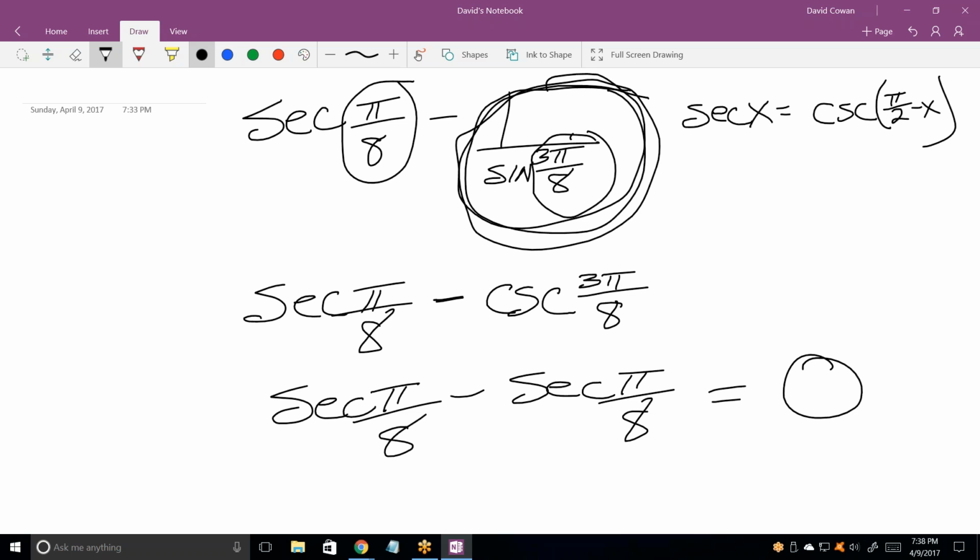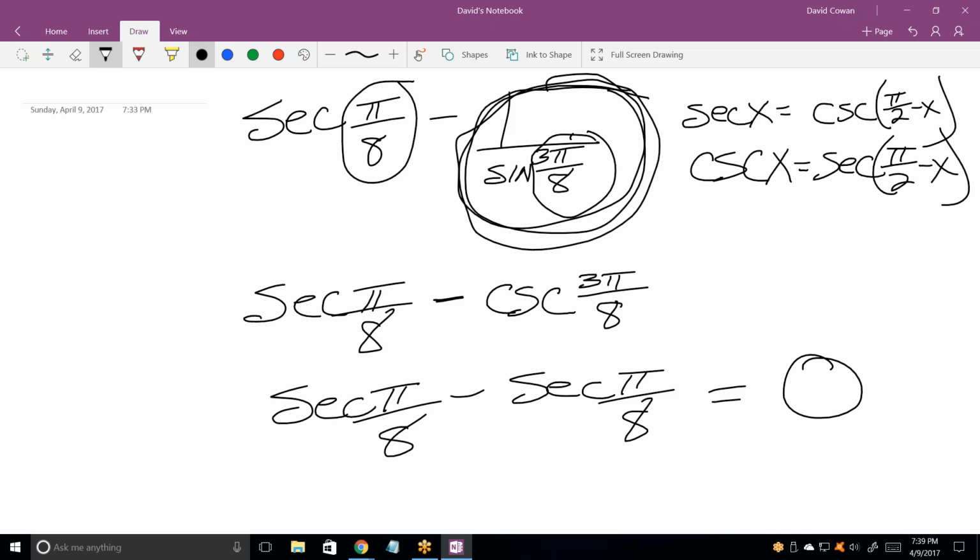And this works both ways up here. If the secant is equal to the cosecant of 90 degrees minus x, well then the cosecant is also equal to this. In other words, both of those are true based on the cofunction properties. You can also make that cosecant of 3 pi over 8 minus cosecant of 3 pi over 8. Unfortunately, that doesn't tell you anything. Yeah, cosecant of 3 pi over 8 is equal to cosecant of 3 pi over 8, but so what?